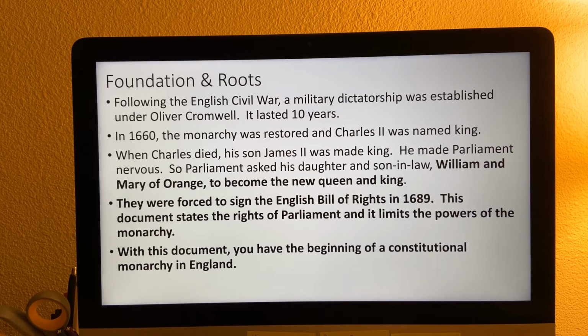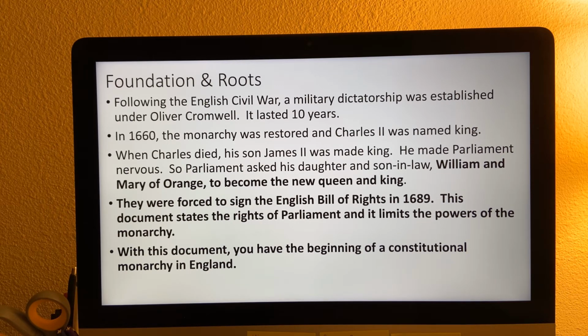And the English Bill of Rights is extremely important because it is a document that the United States uses to base their own Bill of Rights. There are some Bill of Rights that are almost identically word for word that we get from the English Bill of Rights. And so this is an extremely important document. It states the powers and the rights that Parliament itself has, and it limits the powers of the monarchy.